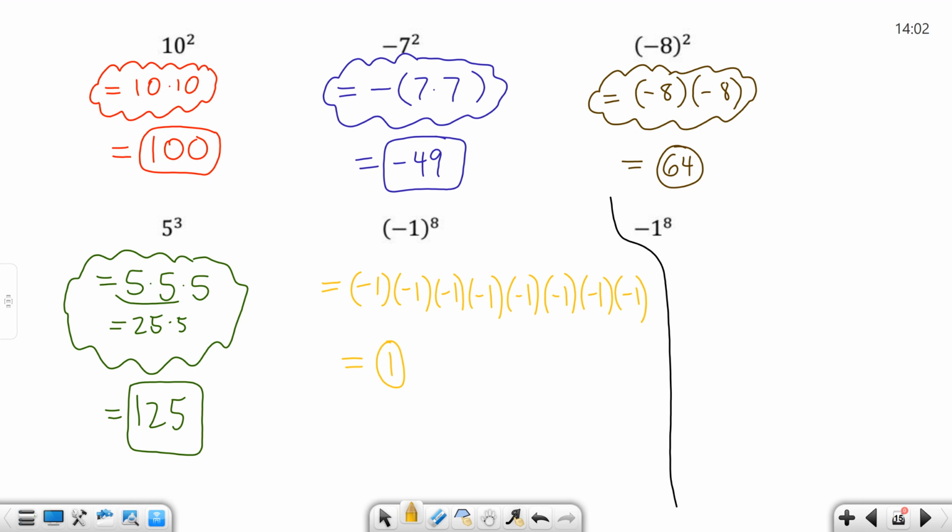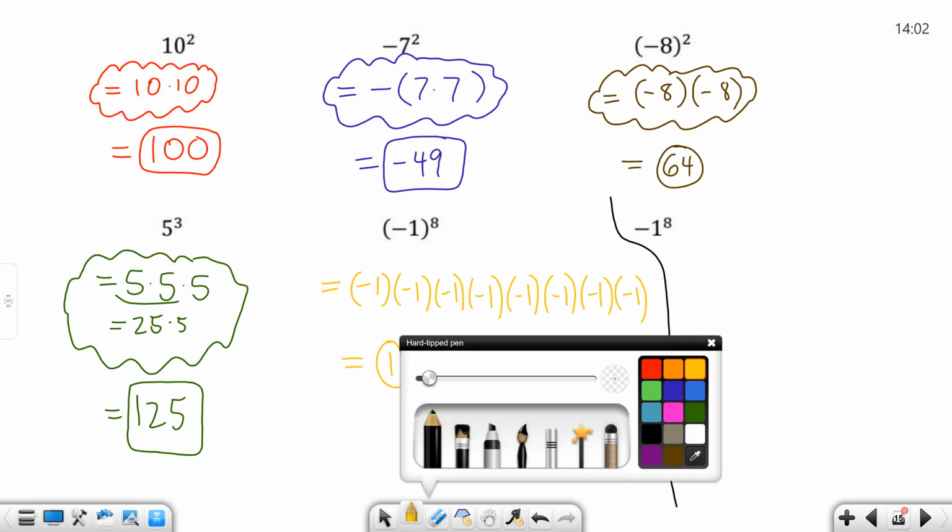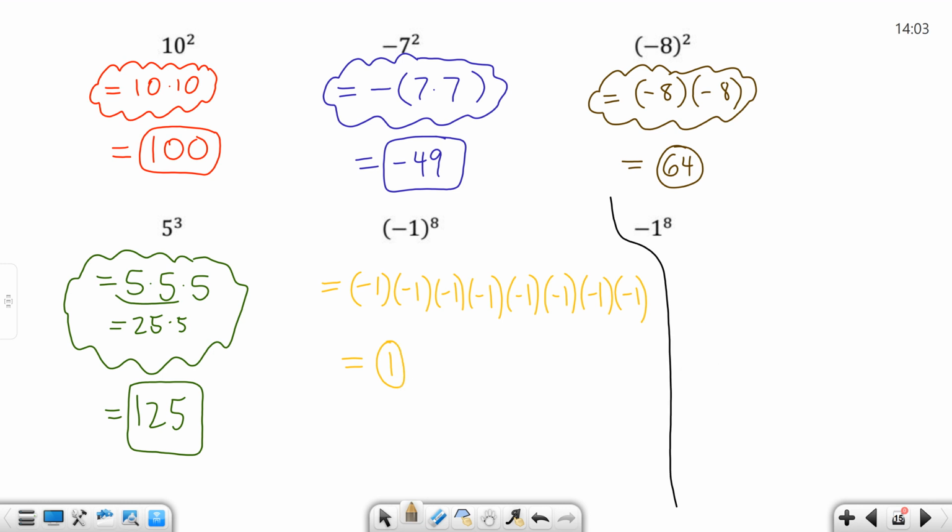What about -1 with no parentheses to the 8th power? What's being raised to the 8th power here? That's right, just the 1. 1 times 1 times 1 times 1, 5, 6, 7, 8, right? 1, 2, 3, 4, 5, 6, 7, 8. And then what's out front? 1 negative sign. So 1 times 1, 8 times is 1. And what's out front? A negative. So the answer is -1 for -1 to the 8th power with no parentheses.